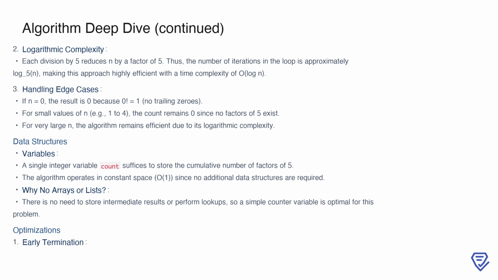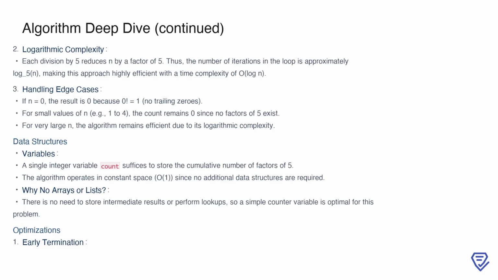Additionally, it handles edge cases seamlessly. For example, if n is 0, the result is simply 0 because 0 factorial equals 1, which has no trailing zeros. For small values of n, such as numbers between 1 and 4, the count remains 0 because there are no factors of 5 in these cases.